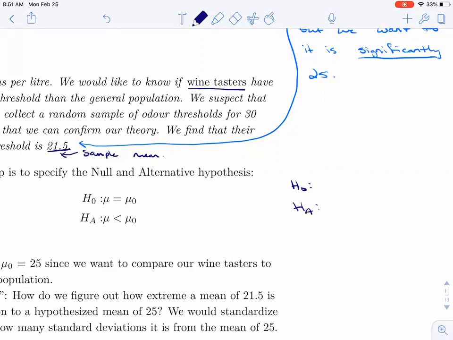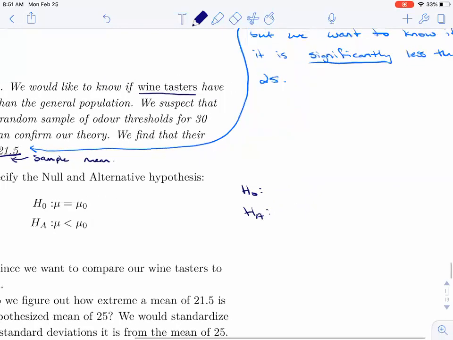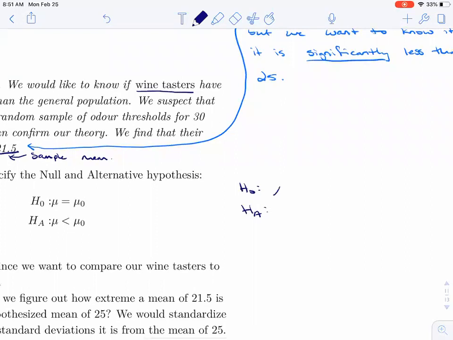We have a sample mean, so we want to be able to talk about the population mean, right? How does the population mean compare to 25? So mu, whatever value you have here has to go here, right? You have to talk about the same thing in both of your statements. You can start there. Just use the same value there and there.